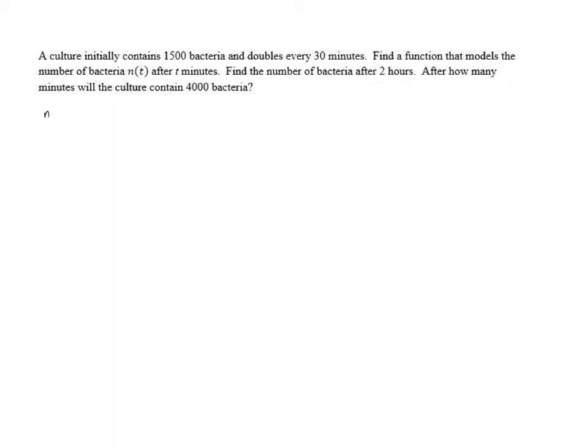We're going to continue to use the relationship n of t equals n naught times e to the rt power. Here we know what n naught is. It started off with 1,500 bacteria, but we don't know what the relative growth rate is. We can figure this out by using the scenario that it doubles after every 30 minutes.